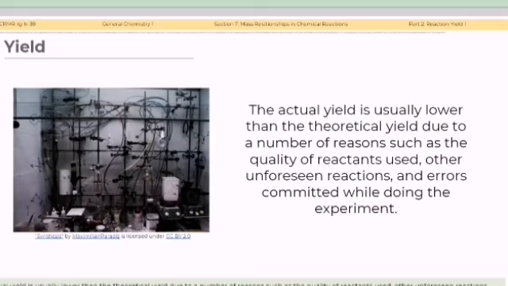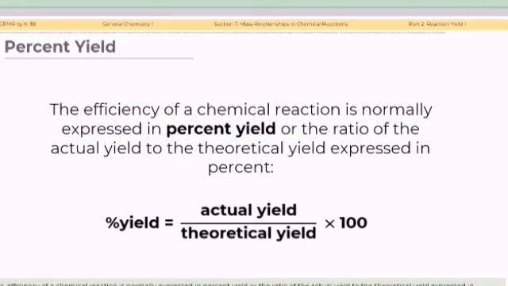The actual yield is usually lower than the theoretical yield due to a number of reasons, such as quality of reactants used, other unforeseen reactions, and errors committed while doing the experiment. With this, the efficiency of a chemical reaction is normally expressed in percent yield, or the ratio of the actual yield to the theoretical yield expressed in percent. Mathematically, percent yield equals actual yield divided by the theoretical yield times 100.